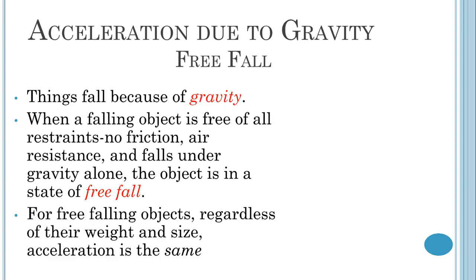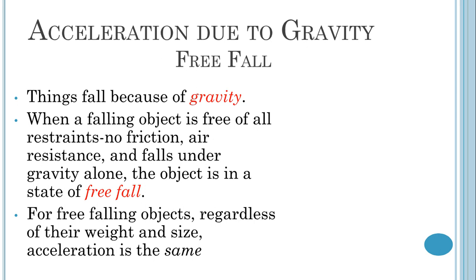Okay. We all know that gravity is what causes things to fall, and if there's no restraints on the object that has fallen, there's no friction, there's no air resistance, and it's only gravity that's causing the object to fall, the object is said to be in a state of free fall. Now, in the real world, there's going to be air resistance. But in science, when we study these things, we have what's called a vacuum where we remove the air, and so there is no air resistance.